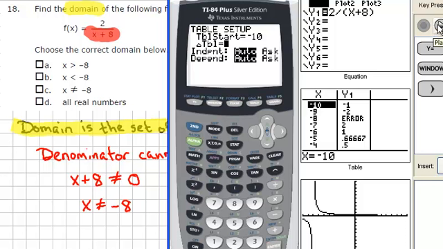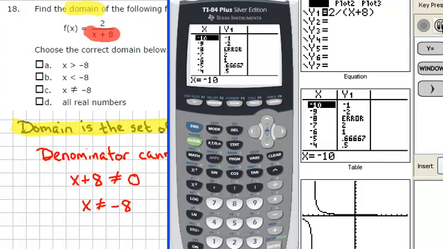Alright, now that the table is set up, go to second graph, which is table, and you'll be able to visualize the table for this function. Now notice in the table that when x is equal to negative 10, there's an output of negative 1. So x equals negative 10 is a valid input. When x is equal to negative 9, the output is negative 2. Negative 9 is a valid input. So both negative 10 and negative 9 are in the domain of the function.